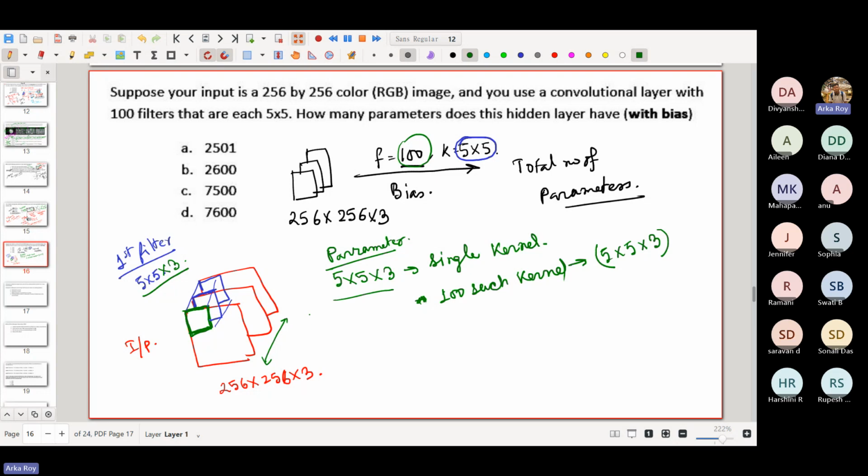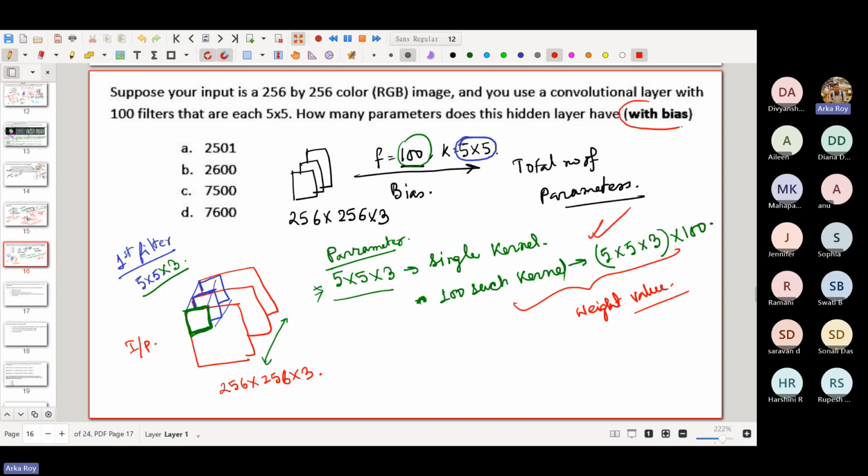For one kernel you have this much of parameter. So for 100 such kernels, how many parameters will you have? Into 100. Now, as far as only weight value is concerned, the calculation is fine.